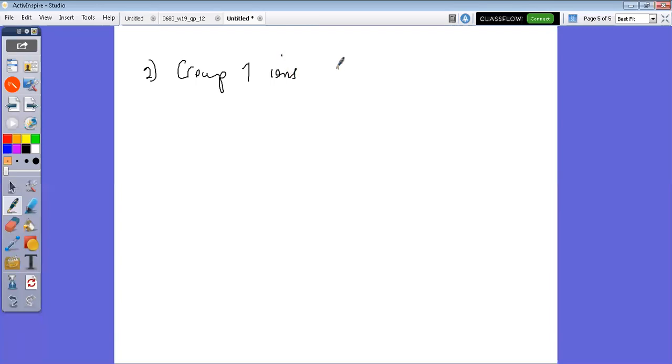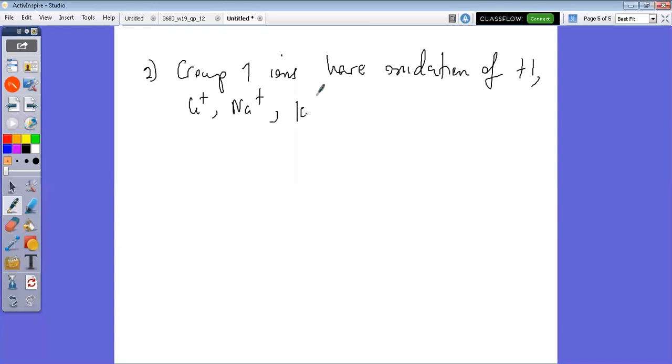Group 1 ions have an oxidation state of +1. All group 1 ions have an oxidation state of +1. Are we together? If you look at lithium +1, sodium +1, they have an oxidation state of +1.